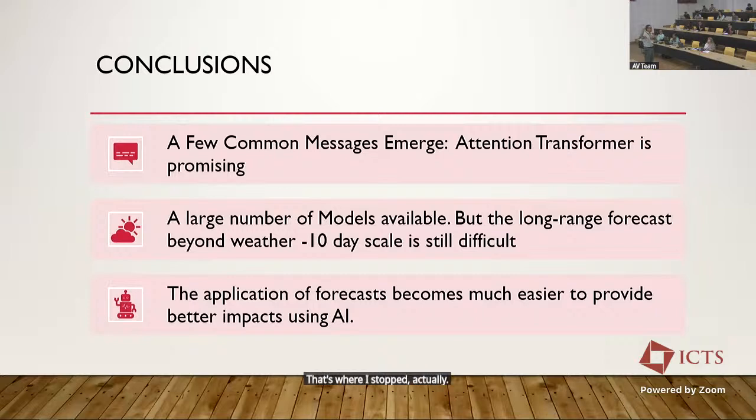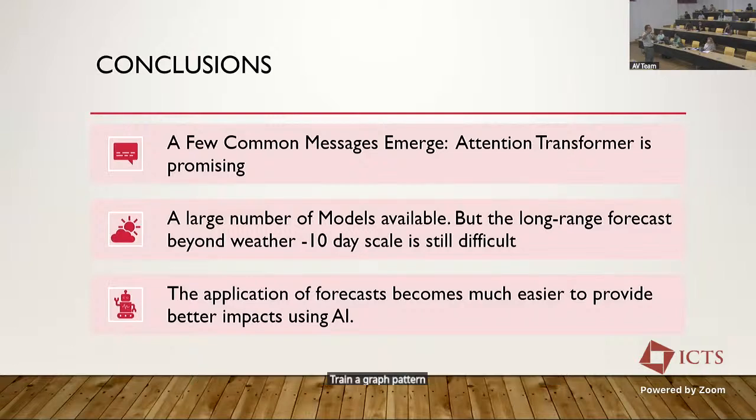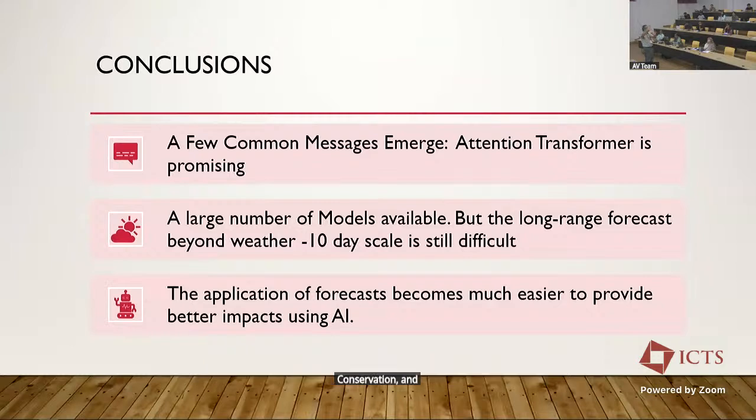Some nodes in the SOM patterns are actually extreme patterns. It has to be done now that graph neural networks have become more popular. You train a graph pattern based on those nodes which have those extreme events, because rainfall now has 100 years of data, so you will get a lot of extreme patterns. It comes under some pre-processing: first you filter it with a topology-preserving conservation, and then from there you do additional training for the model. Yes, you can, but we did not do it. I have seen people trying similar methods, and people have studied it. You can do it.